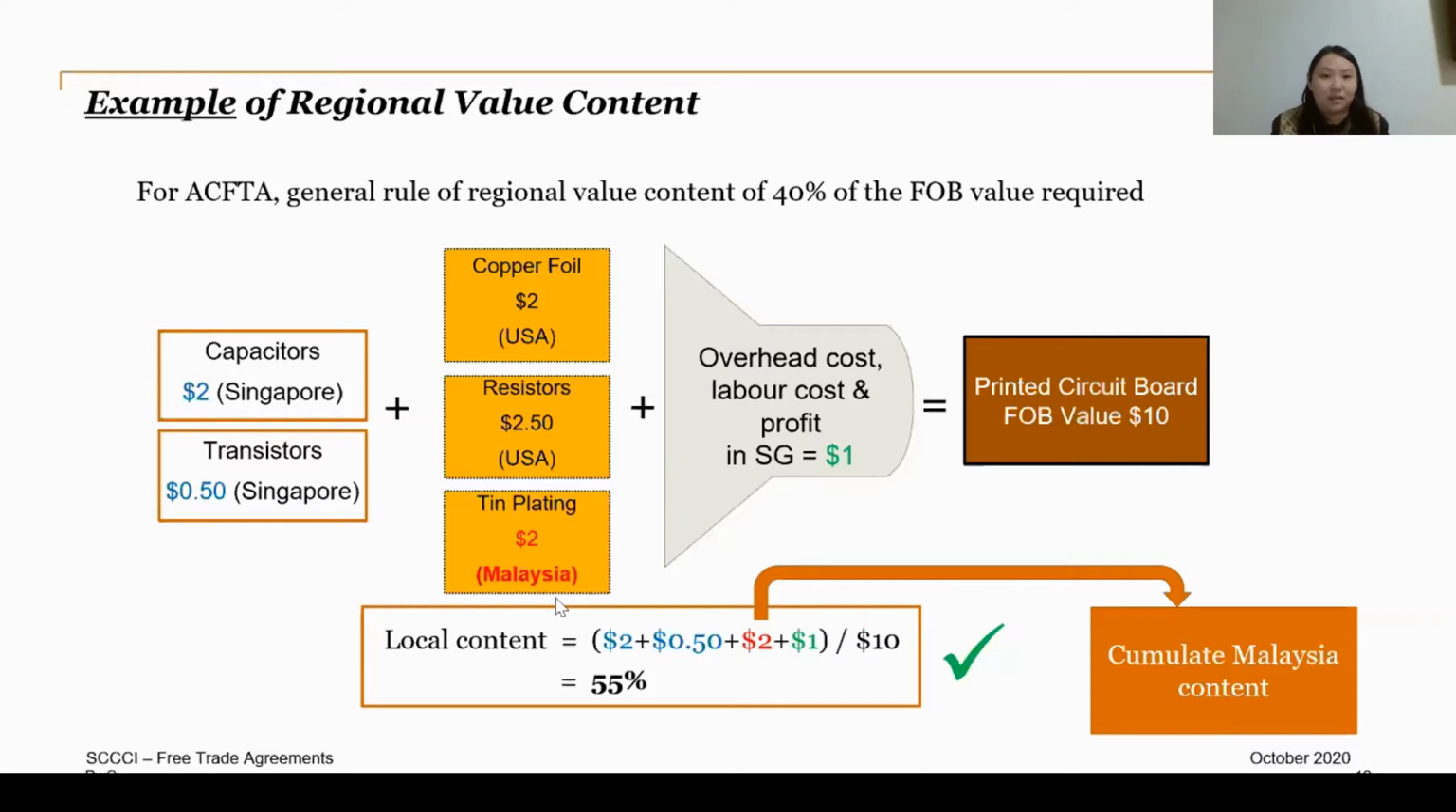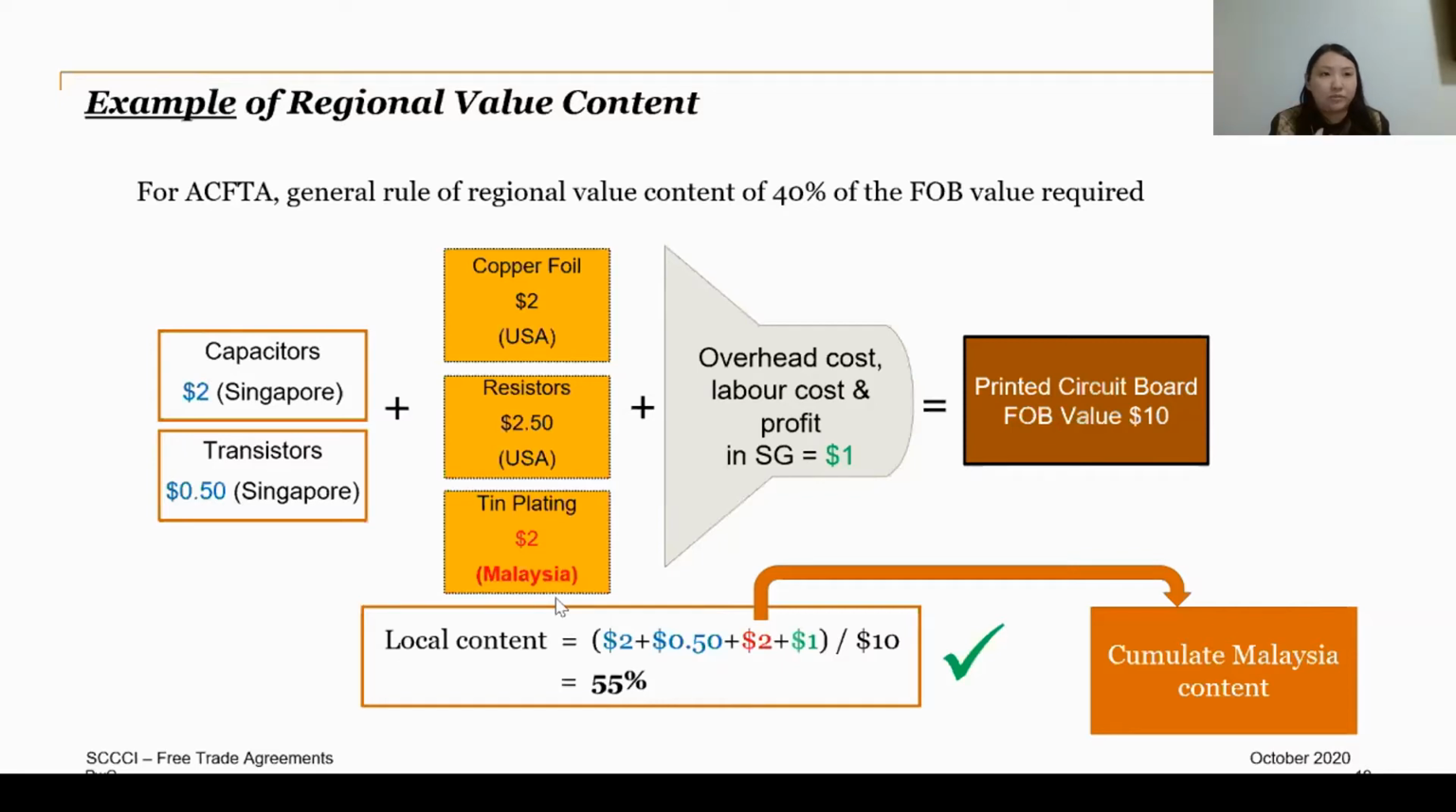Malaysia is a member country of ASEAN, so it's part of the ASEAN-China Free Trade Agreement member countries. Therefore, I can accumulate the $2 that I incurred buying the materials from Malaysia as if it were local content. Now the sums work out, so I add it in, and now I meet the rule of origin with 55%. So that's accumulation in a nutshell.